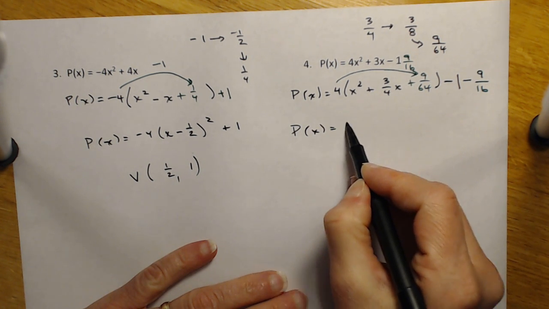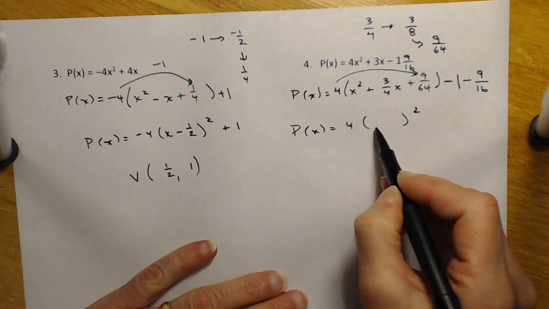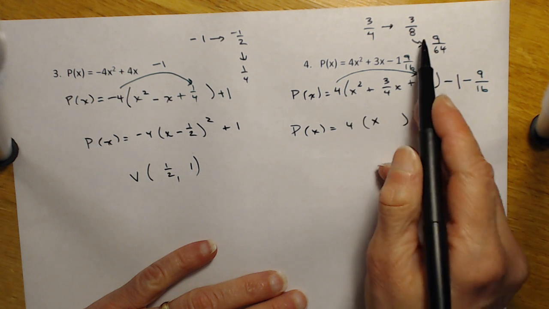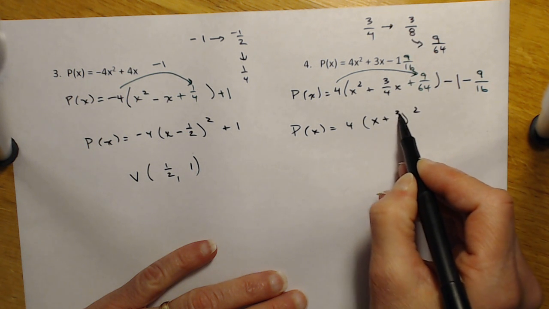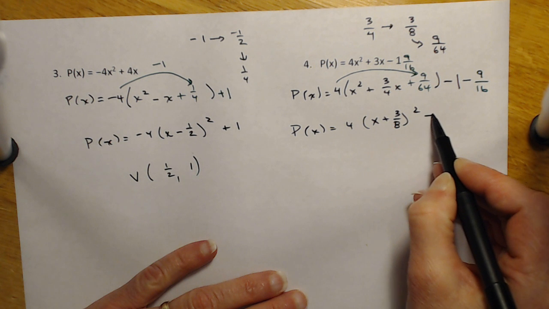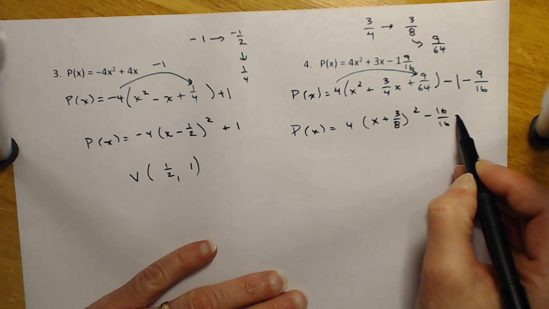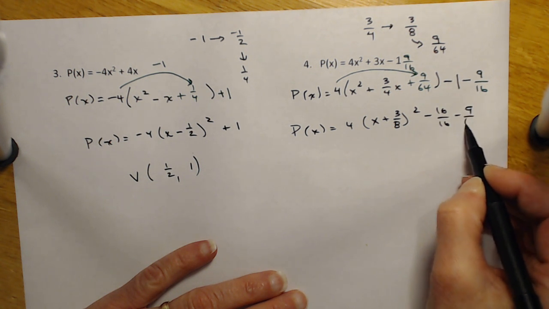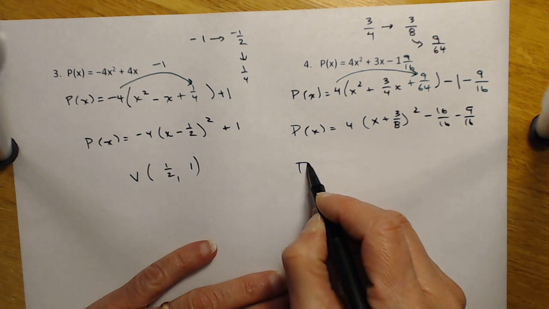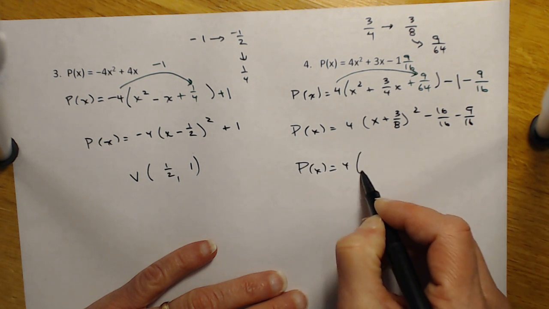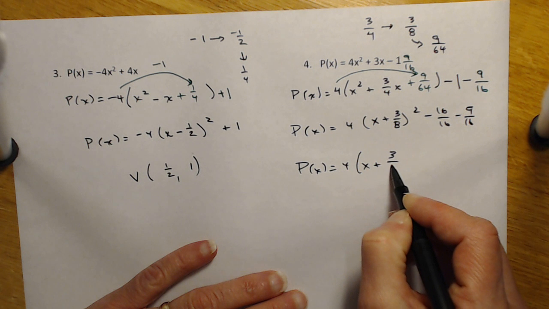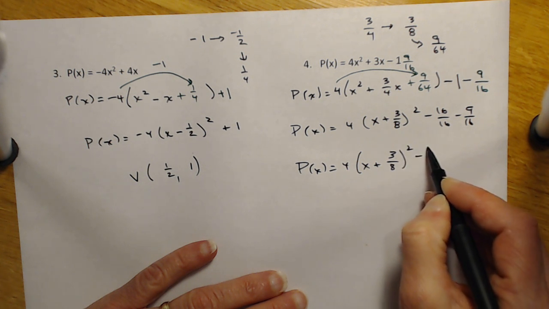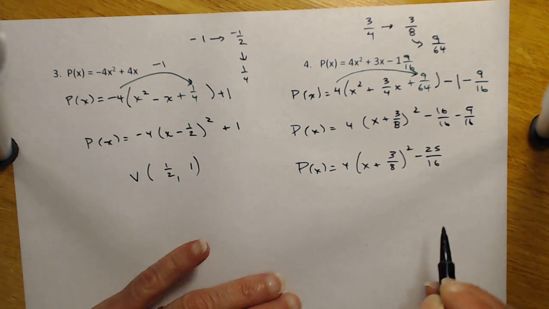So P of x equal to 4. I've completed the square. X becomes x squared. Remember, 9/64 came from the 3/8. And again, I'll get a common denominator out here. 1 is 16/16. And so I wind up with 4 times the quantity x plus 3/8 squared minus 25/16.